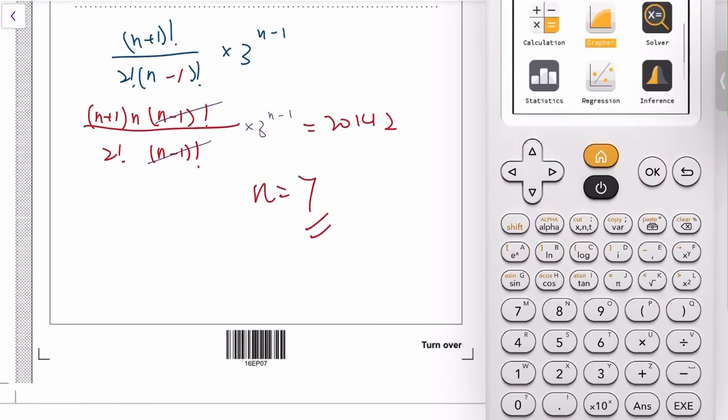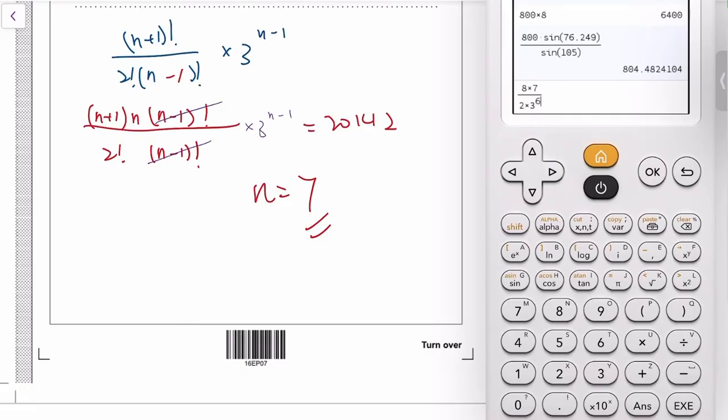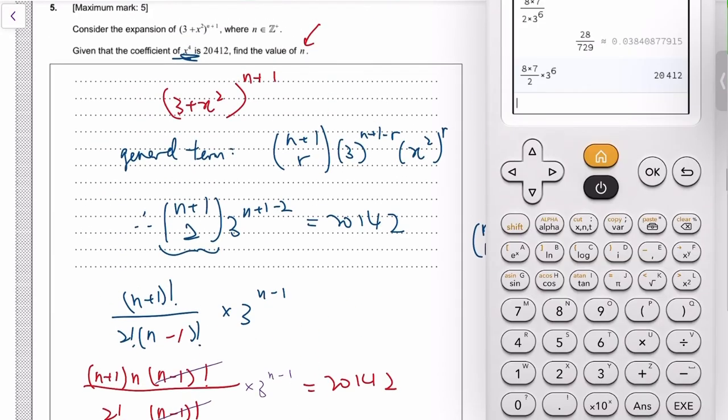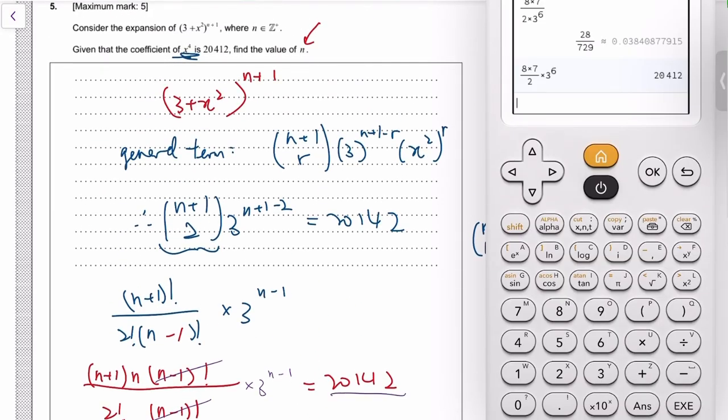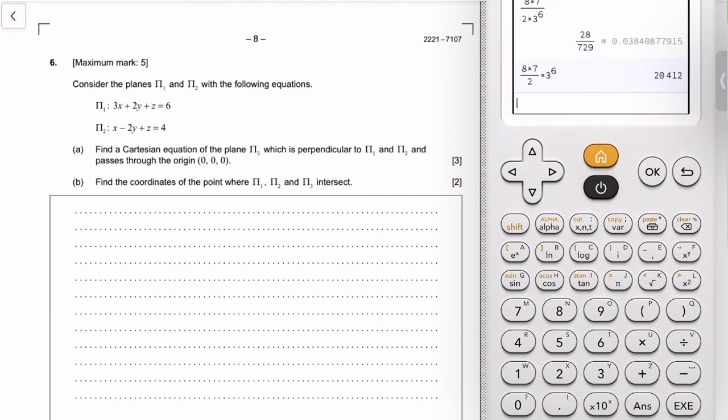Well, just in case, let's check. So 7 plus 1 is 8 times 7 over 2 times 3 to the power of 7 minus 1 is 6. Wait, I typed the wrong thing. This is outside. 3 to the power of 6. Yep. That. Wait, did I copy the question wrong? Oh yeah, that's why the calculator gave me a slightly different value. Okay, my mistake.